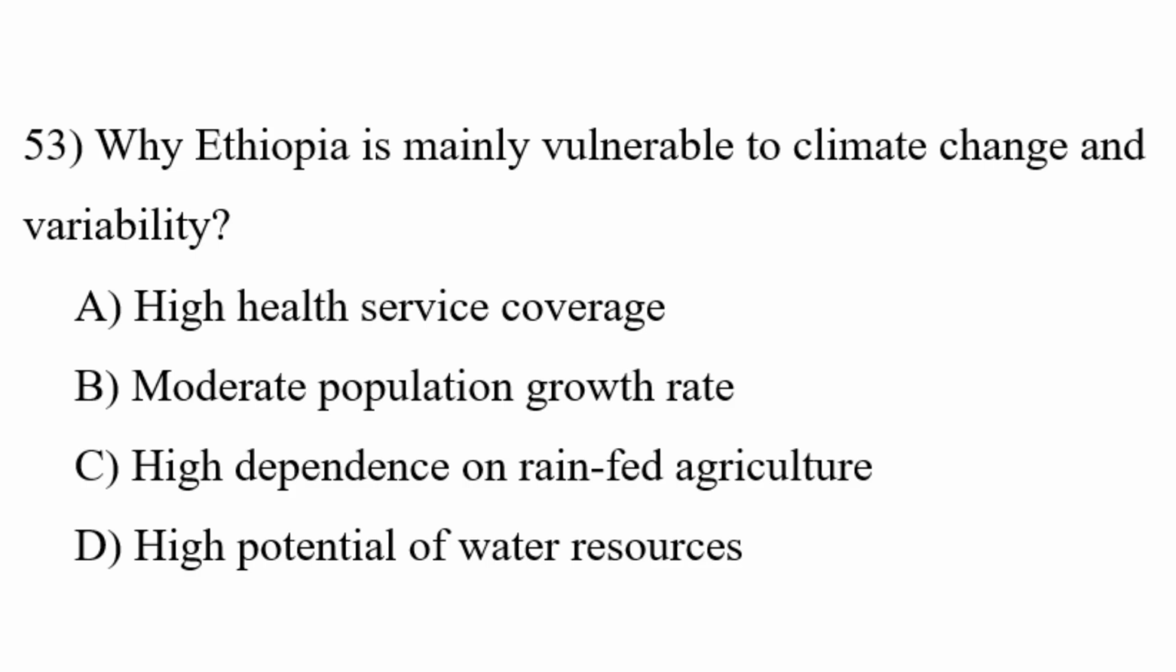53. Why is Ethiopia mainly vulnerable to climate change and variability? A. High health service coverage. B. Moderate population growth rate. C. High dependence on rain-fed agriculture. D. High potential of water resources. Answer: C. High dependence on rain-fed agriculture.